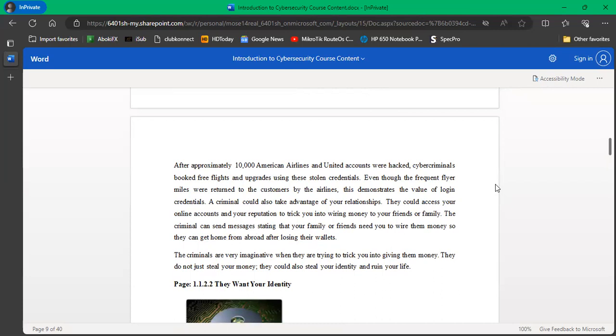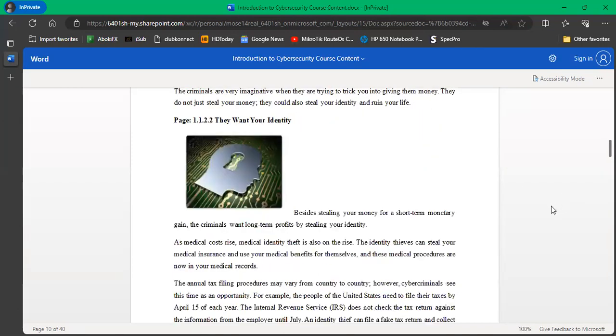They could access your online account and your reputation to trick you into wiring money to your friends or family. The criminal can send messages stating that your family or friends need you to wire them money so that they can get home from abroad after losing their wallet. Can you see the extent that these cyber criminals can go and the harm they have done to American Airlines? Wow.